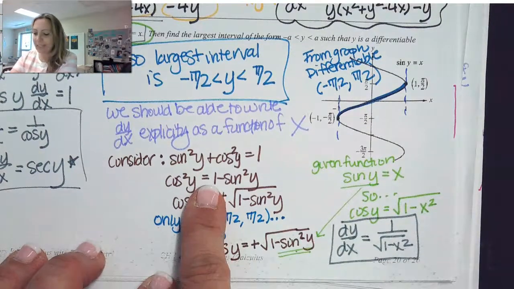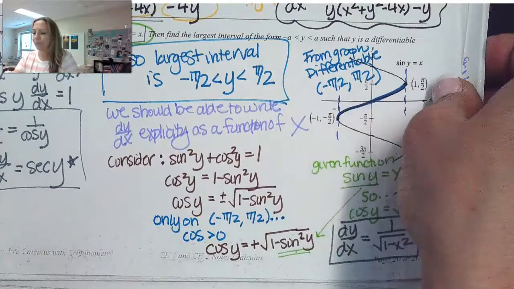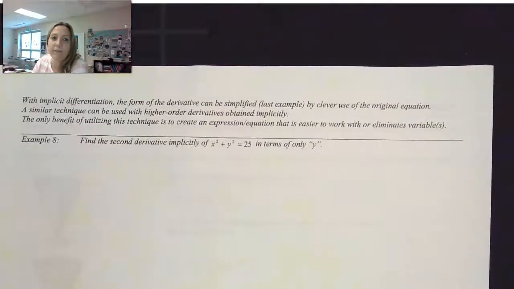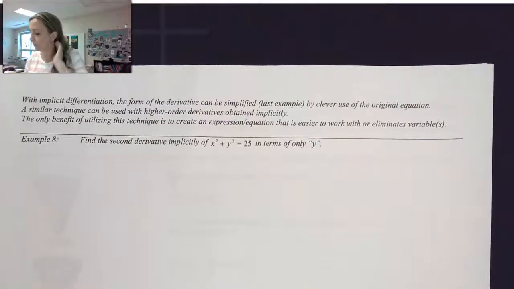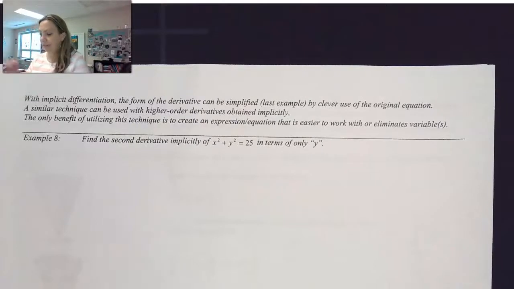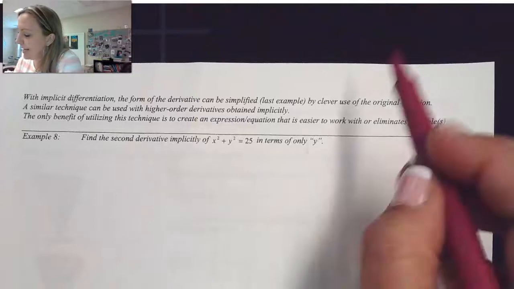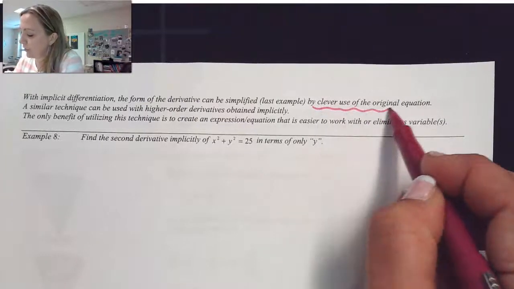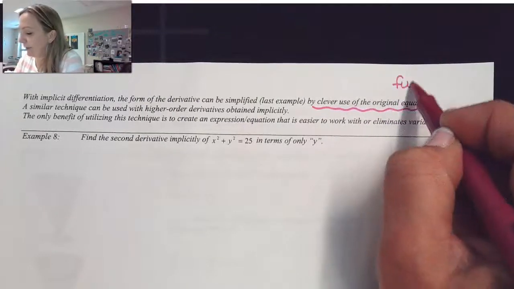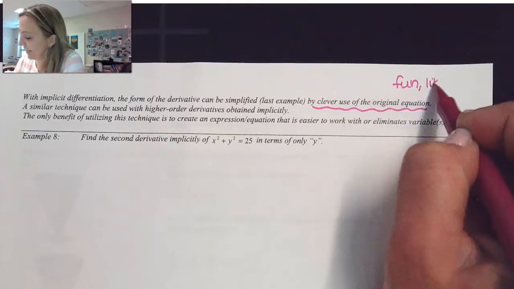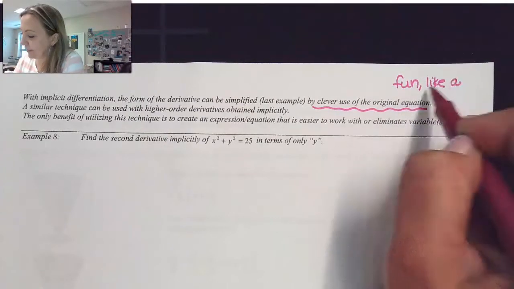Let's do another one where we don't necessarily have to be so creative, but we still have to do something. With implicit differentiation, the form of the derivative can be simplified, like our last example, by clever use of the original equation. By this clever use of the original equation, I would like you to think about this as being fun, like a puzzle.